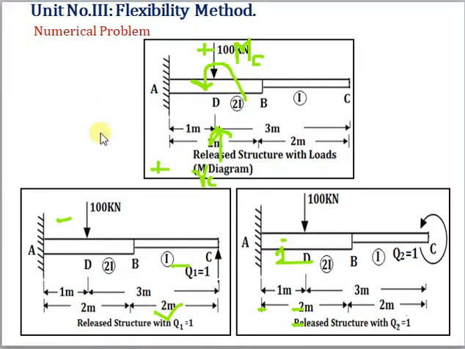Our next step, which we discussed in the previous video, is the M1 diagram, with Q1 equal to 1 and Q2 equal to 1. So these are the released structures with Q1 equal to 1 and Q2 equal to 1, and the M diagram with the redundants released and keeping the load as it is.